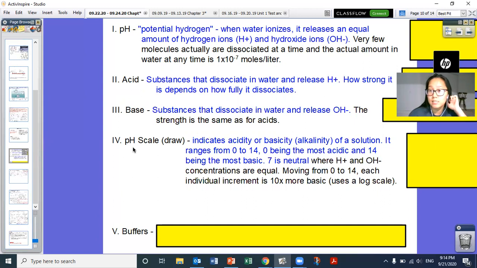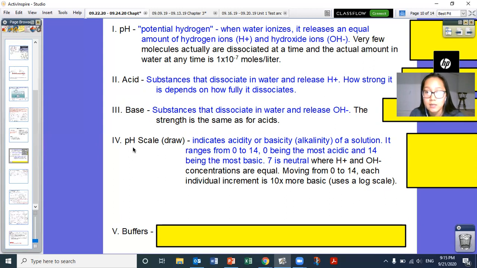So the pH scale has numbers ranging from 0 to 14. 0 is the most acidic. 14 is the most basic. 7 is neutral. So basically, if you are at 7, then you're neutral. Water is a 7, right? Pure water is a 7 and it's neutral. Anything lower than a 7 is acidic. 6 is weakly acidic, but it's still acidic, right?